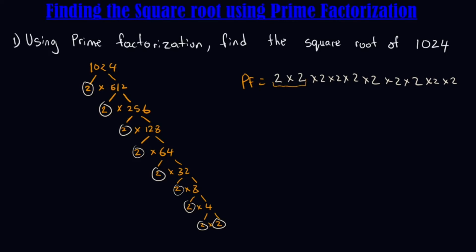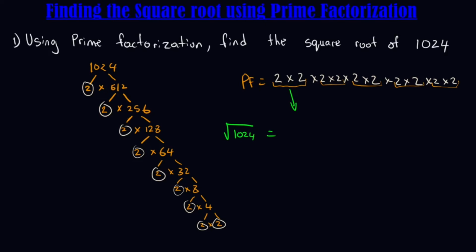So we have one pair of 2, a second pair of 2, a third pair of 2, a fourth. So we have 5 pairs of 2. So that's our second step. And our final step is to choose one factor from each pair and multiply them. So the square root of 1024 is equal to, we're going to choose one factor from each pair.